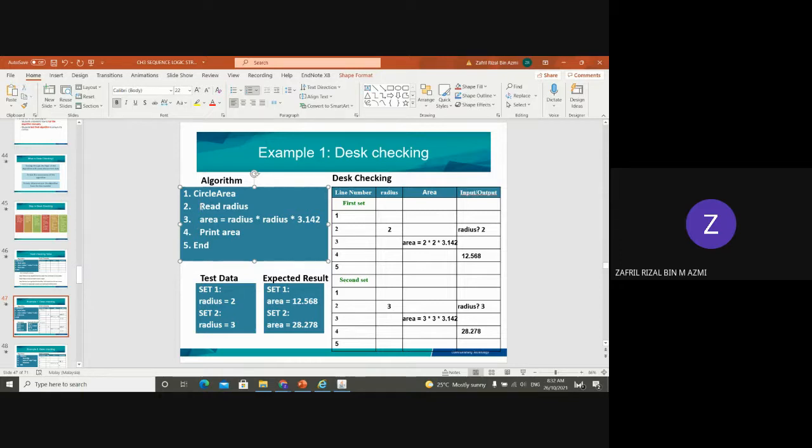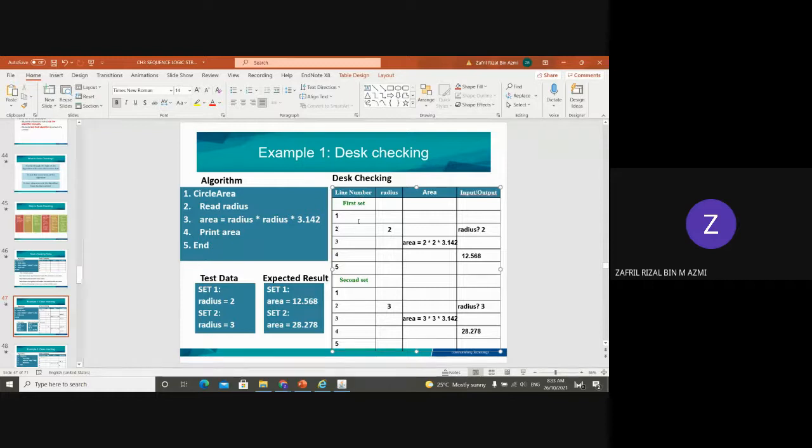Okay, and then line 2. Line 2 we have input radius, which the value is 2. This is the test data. The value is 2 for radius. So we put 2 in the radius column over here. And it is in line 2. Line 2 should tally with the instruction. If this is line 3, then make it in line 3. It should be the same number. This is not just a number, it is the algorithm line number.